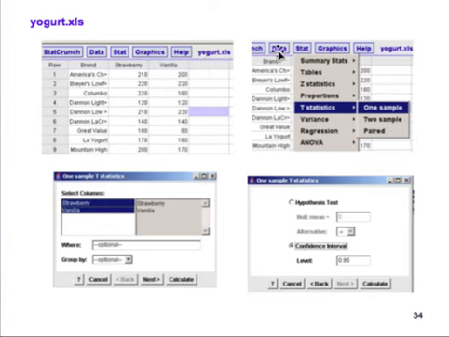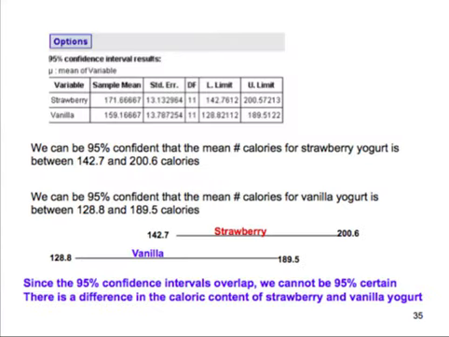So I'm going to select T-Stats, one sample. When it comes to selecting the columns, I'll select both strawberry and vanilla. Then we're going to select confidence interval, not hypothesis testing, and make sure the confidence level is set at 0.95. So the upper and lower boundary values for both strawberry and vanilla are given.